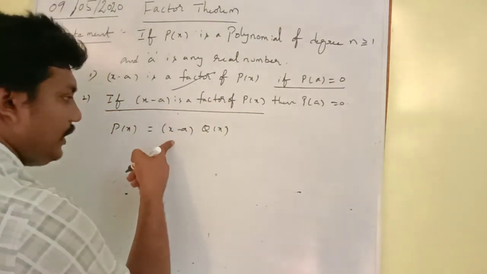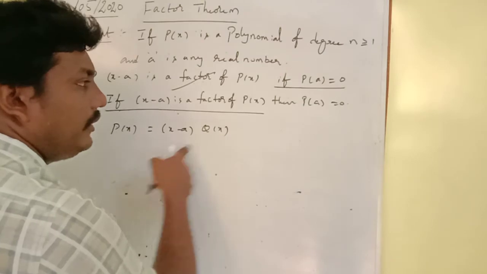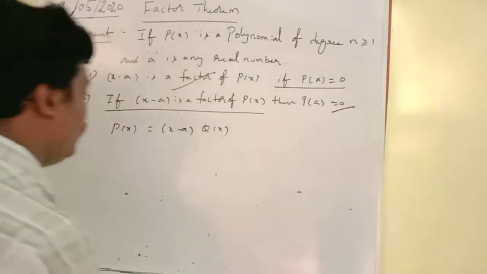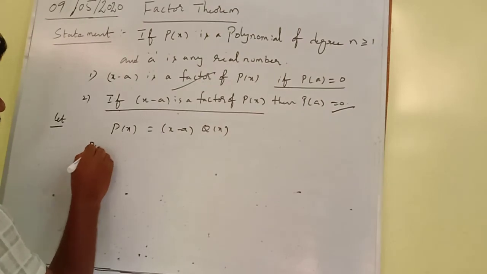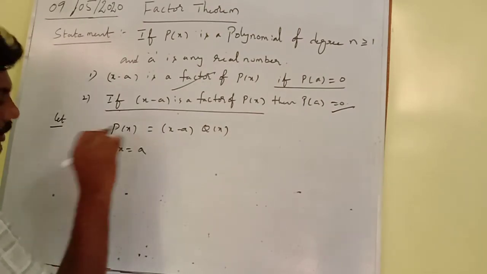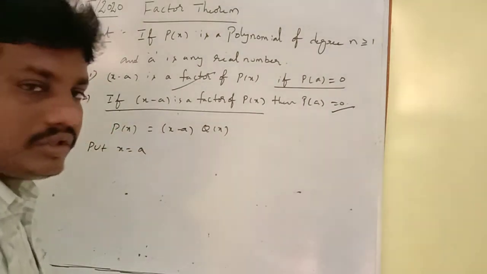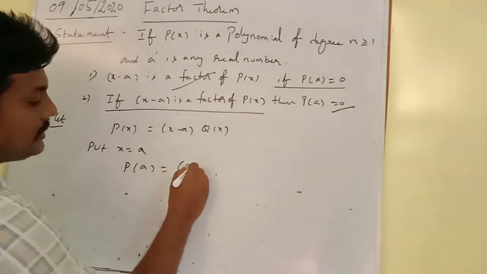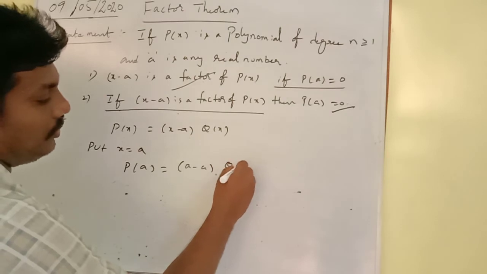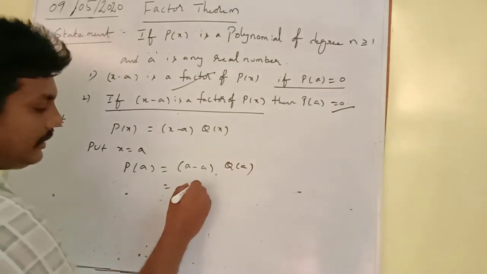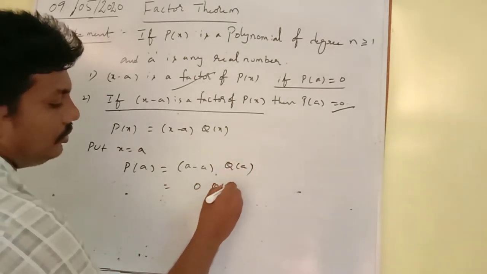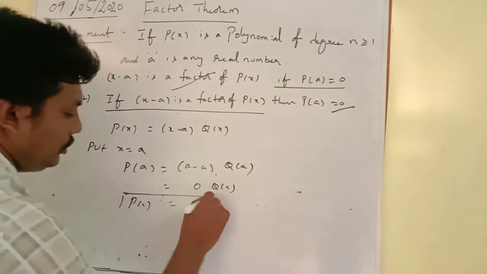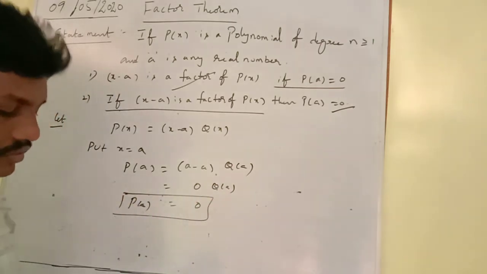When x minus a is a factor of p of x, we have to prove that p of a is 0. Let us put x equal to a. If you substitute x equal to a, what happens? p of a is equal to a minus a into q of a. So a minus a means 0, and 0 into q of a becomes 0. That is, p of a is equal to 0.